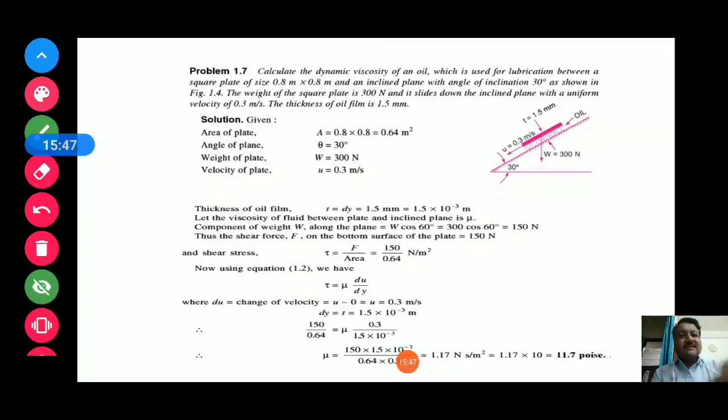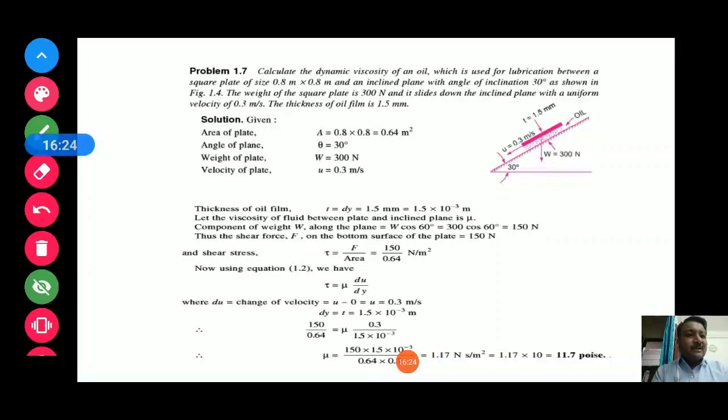You know the shear stress here. You have got the shear stress. Now see, you have to find the viscosity value, that is mu. So mu is unknown. Du is known to you and dy is also known to you. Du is 0.3 and dy is 1.5 into 10 raised to minus 3 meter. So after putting the values, you can get the value of mu.